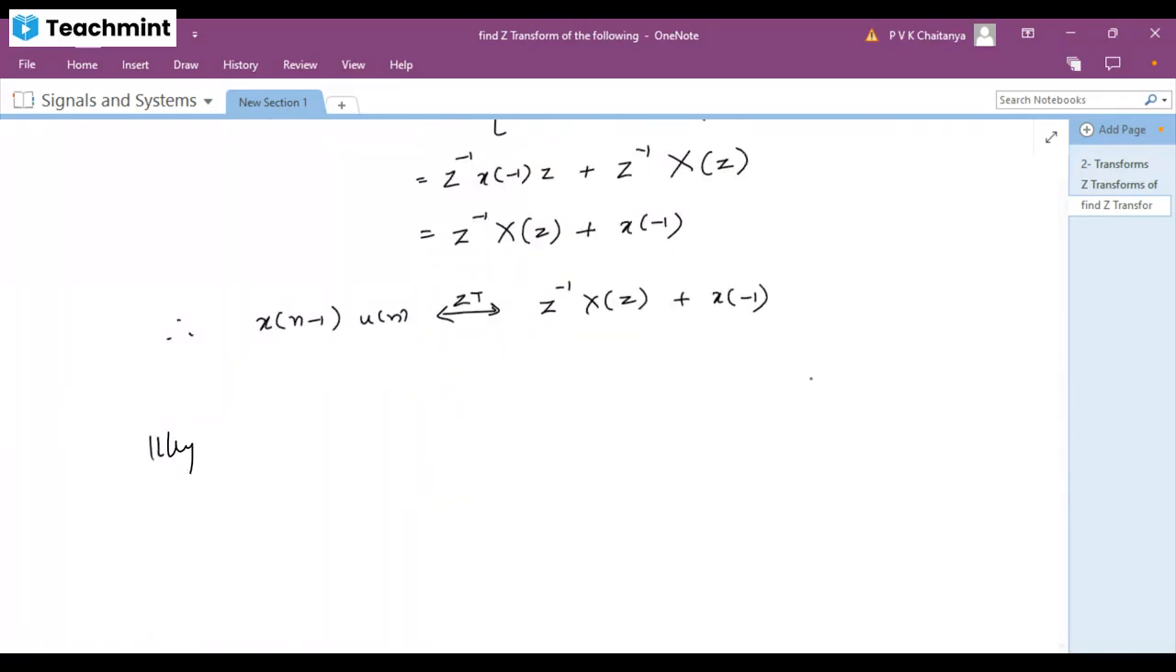So in the same way, I can also find the z transform of x of n plus 1, for example, into u of n. You can also find it as z into X of z minus z into x of 0. Okay, that is the z transform of x of n plus 1 into u of n. Or else let us do one thing, I'll also do this for you.